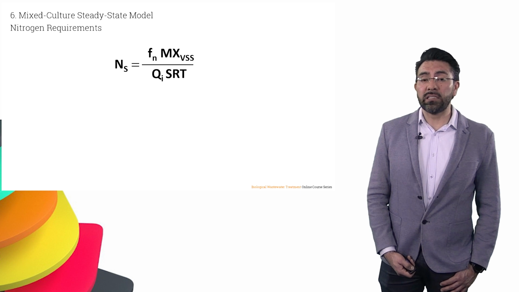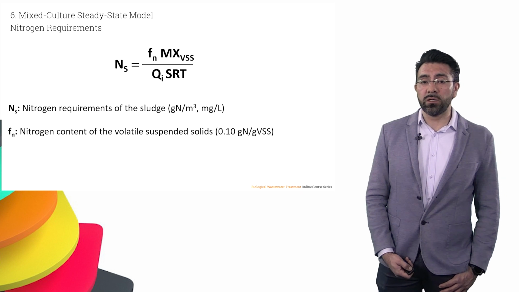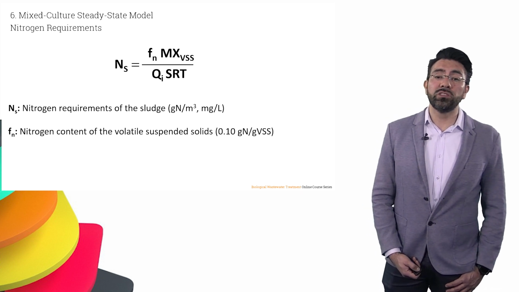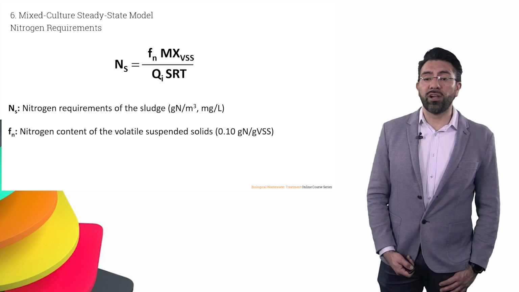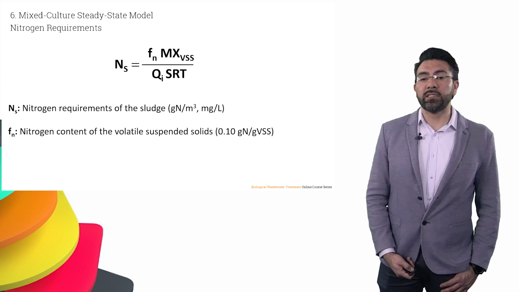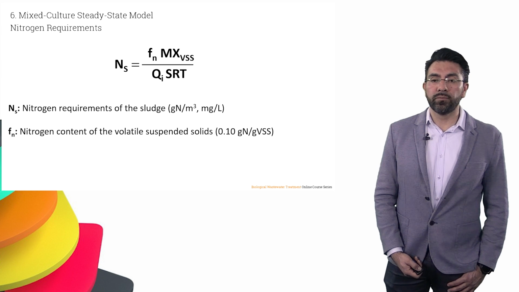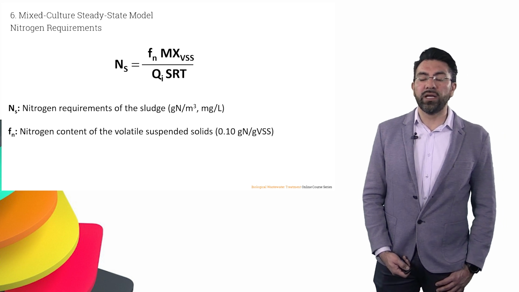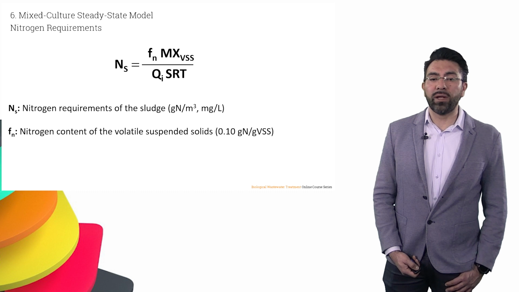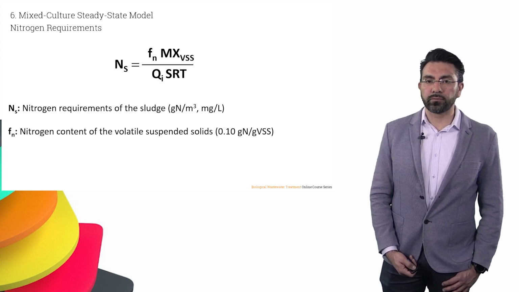That amount of nitrogen they need for the synthesis of new cells can be estimated using this equation, where the amount that they require is a function of the nitrogen content of the volatile suspended solids, or pretty much related to the amount of nitrogen they need for the synthesis of new microorganisms. This fraction multiplied by the total mass of volatile suspended solids and divided by the influent flow rate and the SRT will help us in calculating the concentration of nitrogen that the system will contribute to.